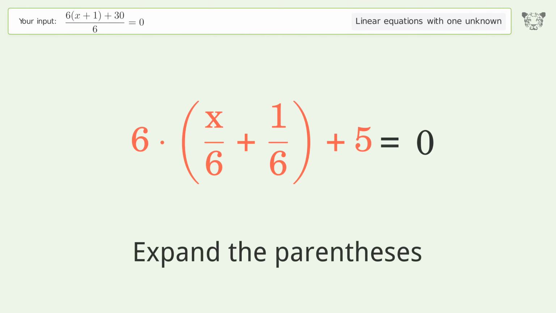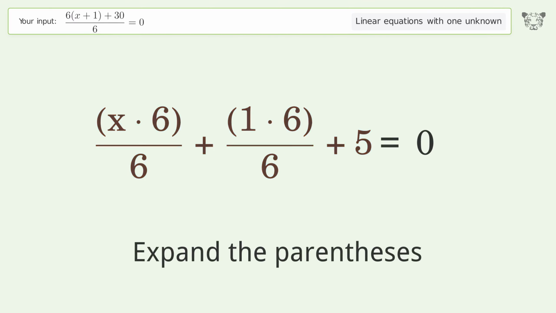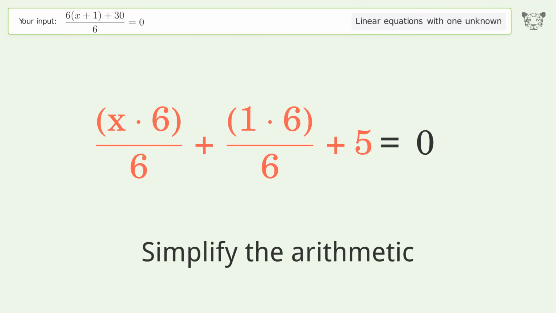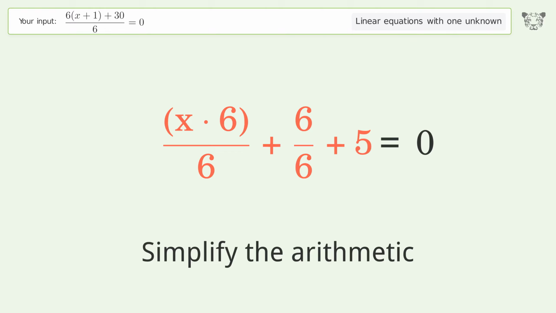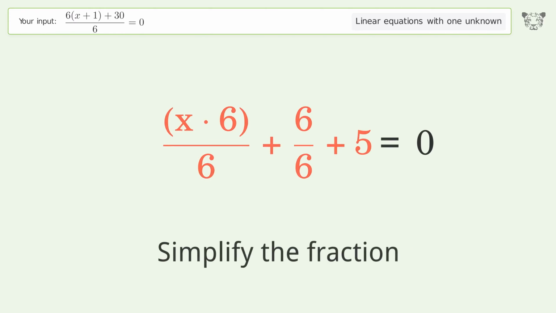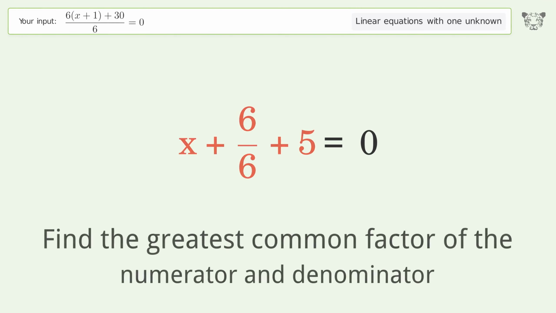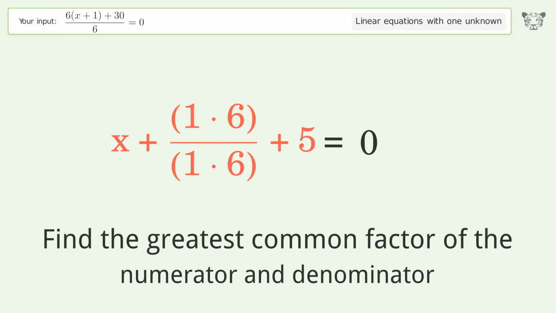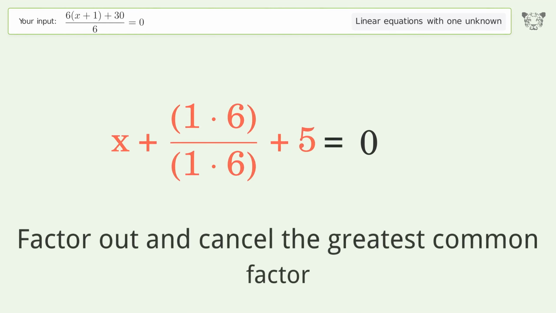Expand the parentheses. Simplify the arithmetic. Simplify the fraction. Find the greatest common factor of the numerator and denominator. Factor out and cancel the greatest common factor.